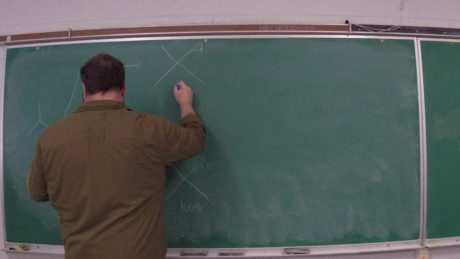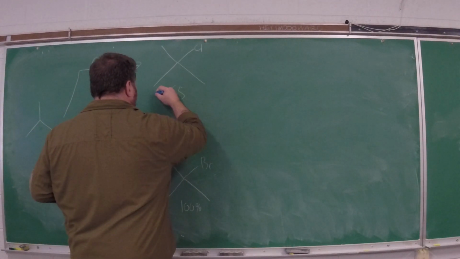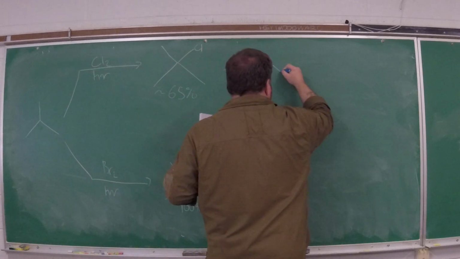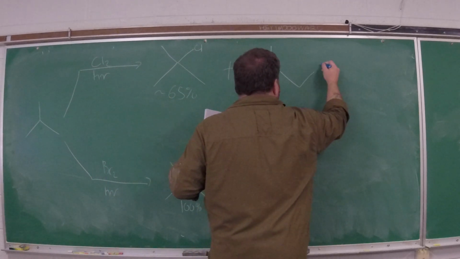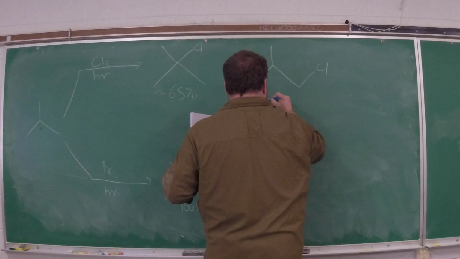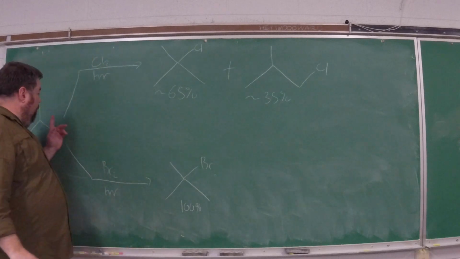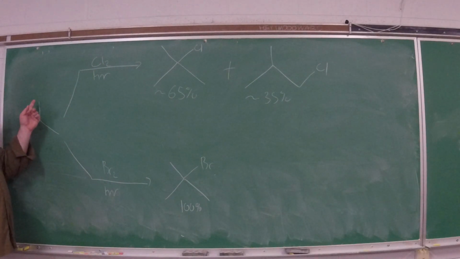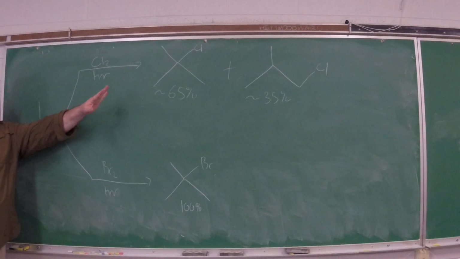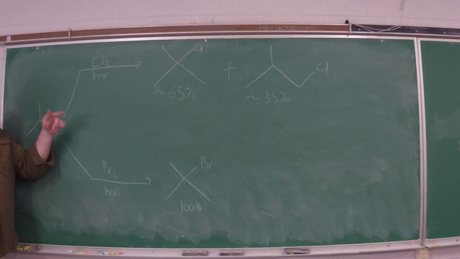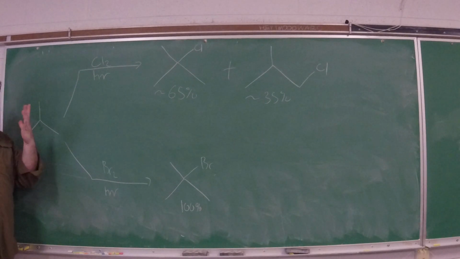So this one turns out to be about 65%, plus we'd end up with 35%. Remember, if you put it here, here, or here, that all makes that one product. That's all the same thing. So there we go. Again, bromine is more regioselective.